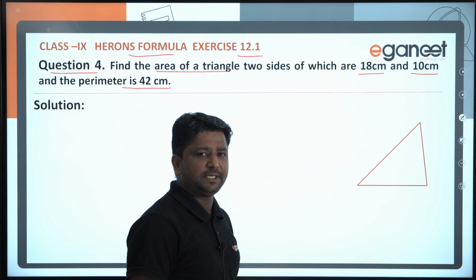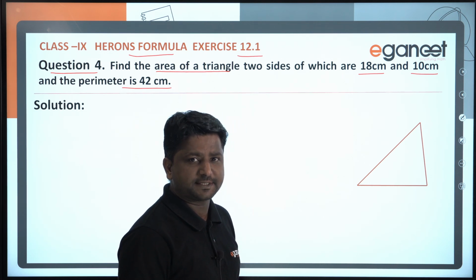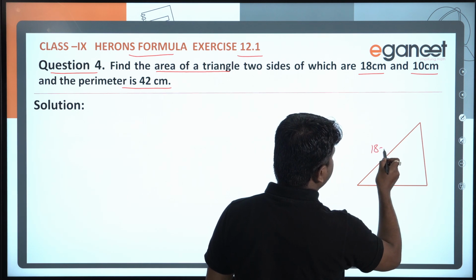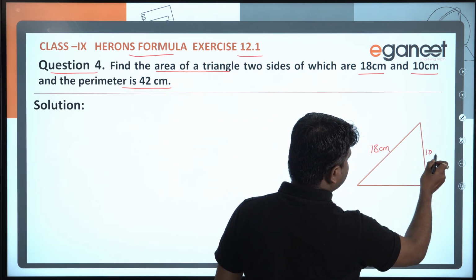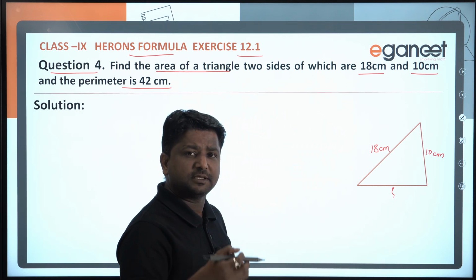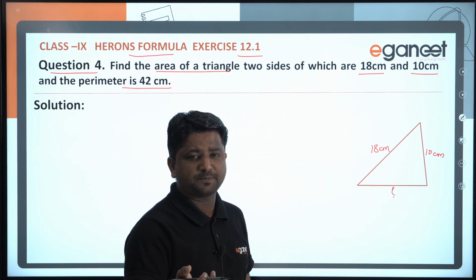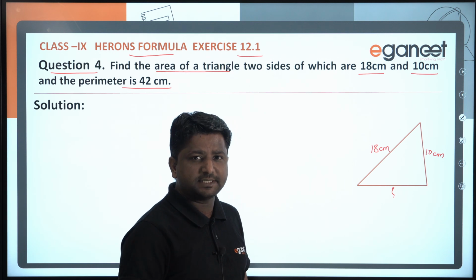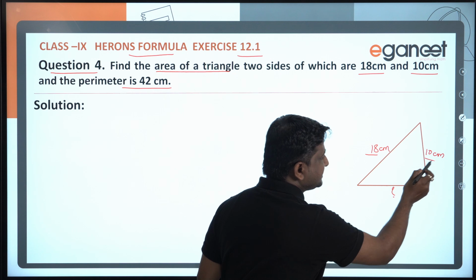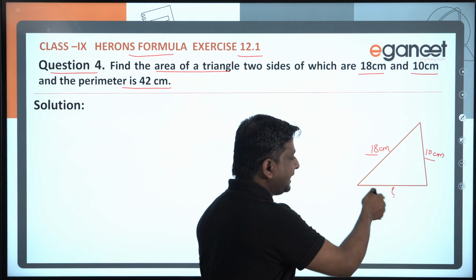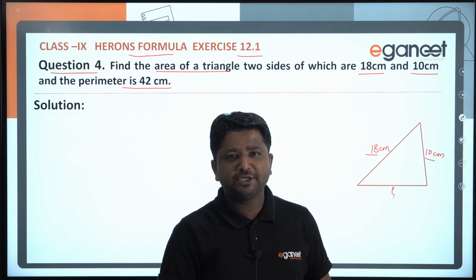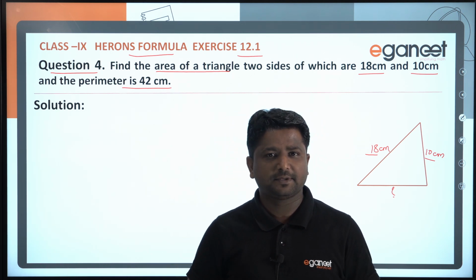As we know, perimeter is the sum of all sides. Now let us consider this as 18 centimeters, this as 10 centimeters. Then we don't know the third side, but we are given the perimeter of the triangle, and as perimeter is the sum of all sides, तो जो भी पेरीमीटर है उसमें से हम 18 सेंटीमीटर और 10 सेंटीमीटर को सब्ट्रैक्ट कर देंगे तो we will get the measure of the third side, and in this way we are going to have the measure of all the sides of the triangle, right?